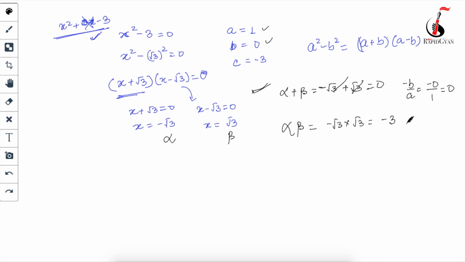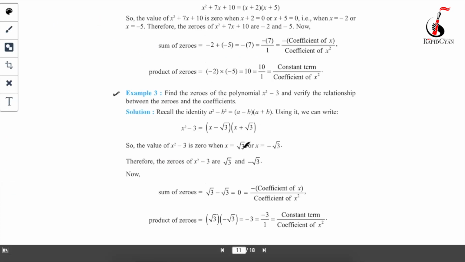See, root 3 multiplied by root 3 is equal to 3. So can you check whether this is equal to c upon a or not? What is your c? Your c is minus 3 and a is 1, means minus 3 upon 1. So see, both are the same thing. So in this way we can verify alpha plus beta and alpha into beta. Hope you guys understand this. Let's go to your next example.